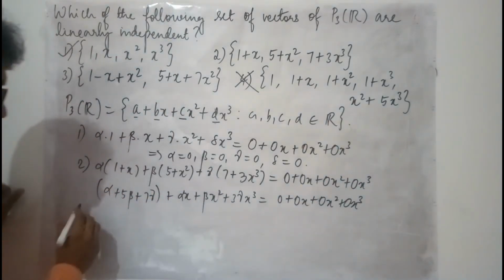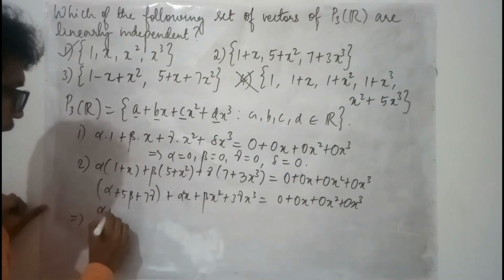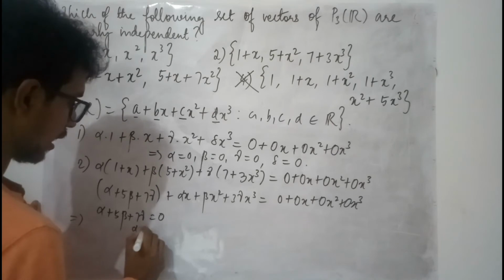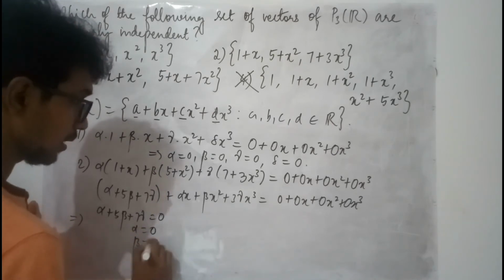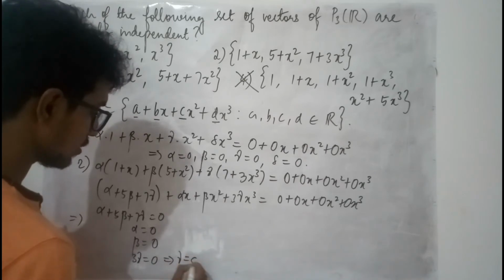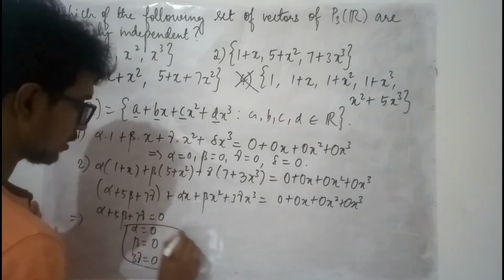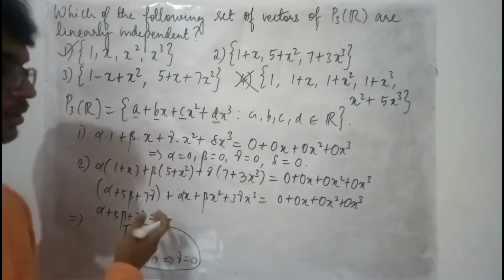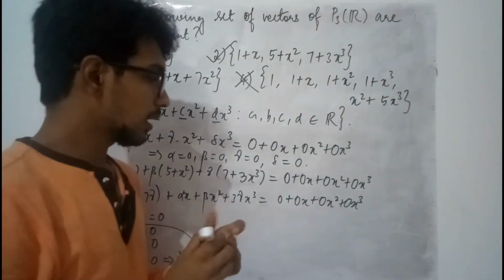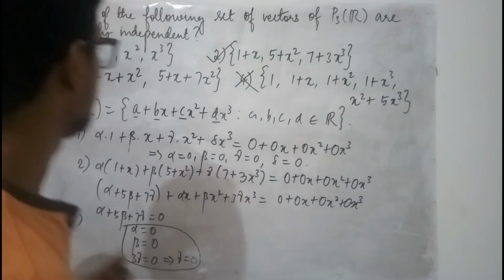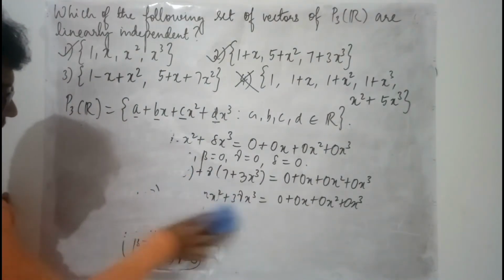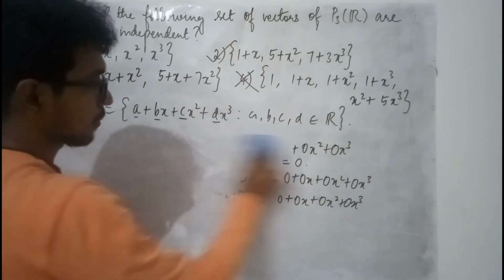And when you equate the like terms, what will you get? You will get alpha plus 5 beta plus 7 gamma is 0, and alpha is 0, beta is 0, 3 gamma is 0. So this gives you gamma is 0. So you have directly got alpha, beta and gamma are 0. This equation is also satisfied, and hence it is also linearly independent. Using the same idea, we will have to check for the linear independence of the third one.